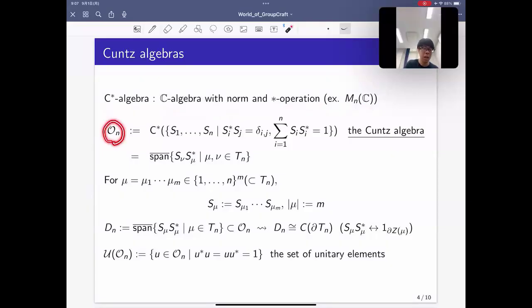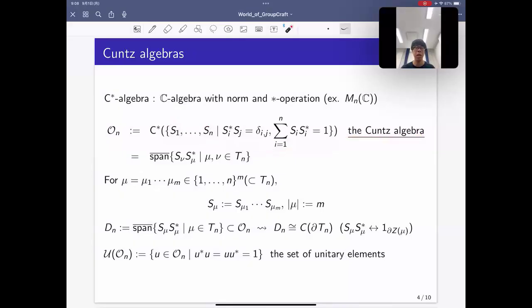Then ON is defined as a universal C*-algebra. It may be confusing for those who are not familiar with operator algebras, but this is a universal C*-algebra generated by n elements S1 to Sn, satisfying this relation. This is called the Cuntz algebra, and this is one of the most important operator algebras.